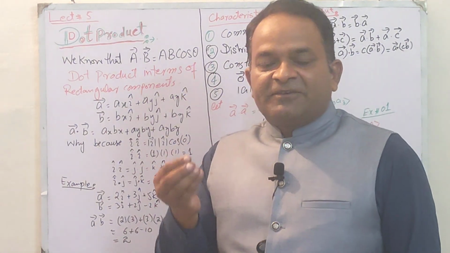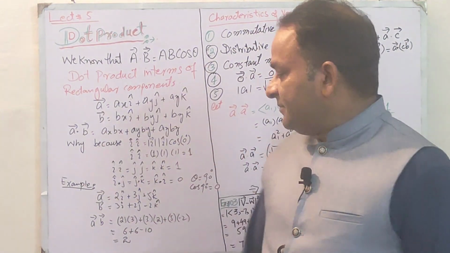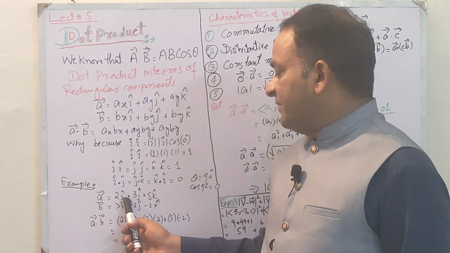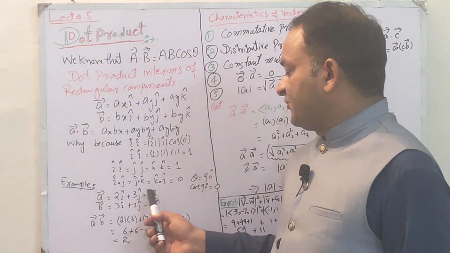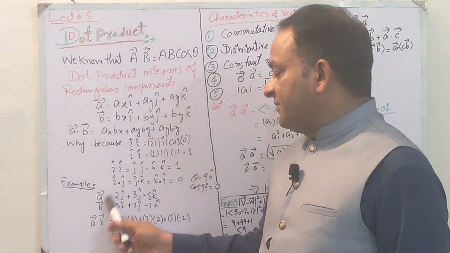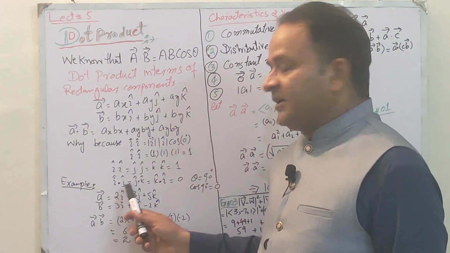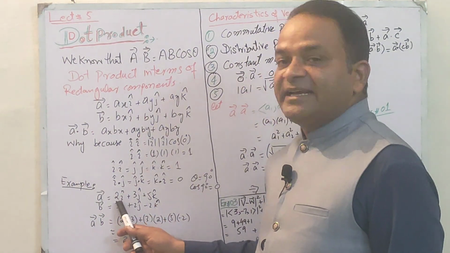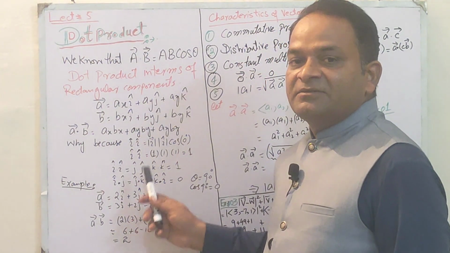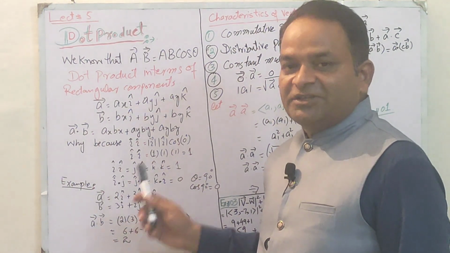So what is the purpose of a unit vector? A unit vector shows the direction of a given vector. Let's suppose we have a vector A, 2i unit vector plus 3j unit vector plus 5k unit vector. Then how do you know the direction of this? Because this is an i unit vector, we know that it is along the x-axis, and it is a j unit vector, it is along the y-axis, and it is a k unit vector, so it is along the z-axis.